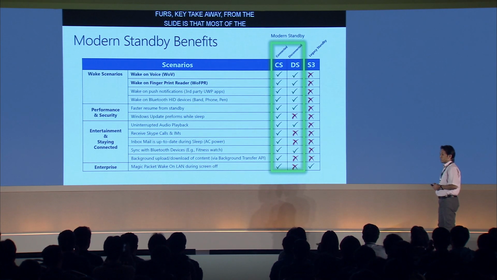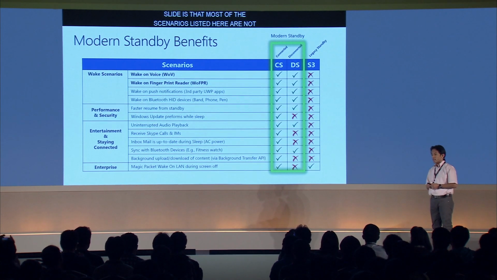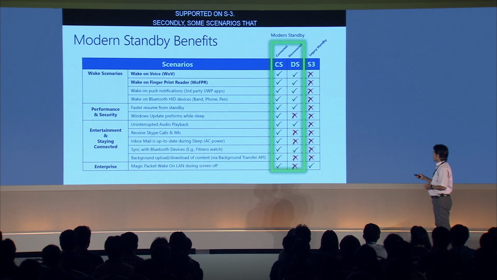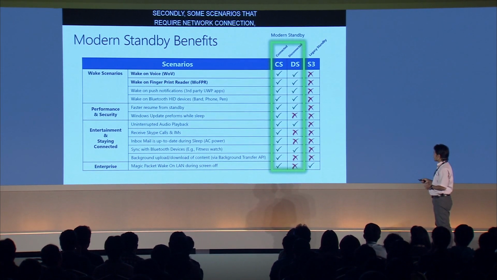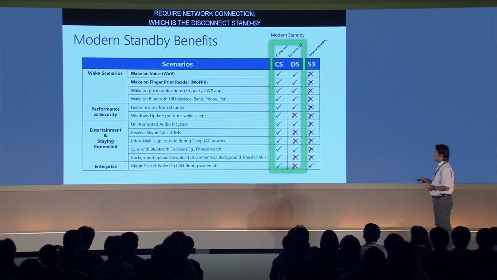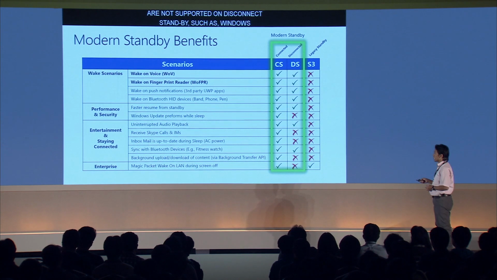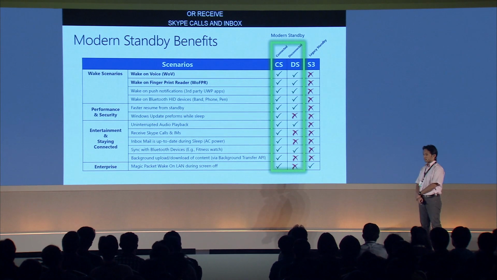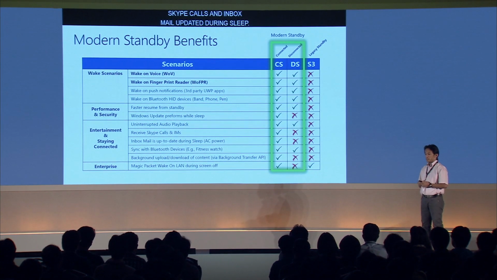Secondly, some scenarios that require network connection are not supported on disconnected standby, such as Windows Update performs while asleep, or receive Skype calls and inbox mail updated during sleep. These will not work on disconnected standby. As I said earlier, it is OEM's choice to select from connected to disconnected. But in order to fully benefit from modern standby, I recommend to enable the connected standby.